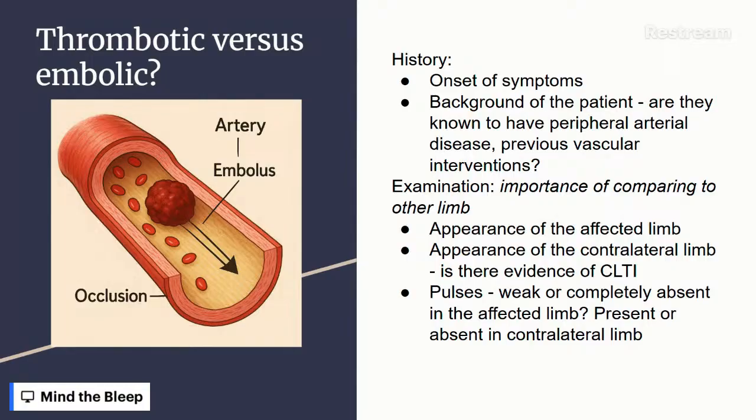So with an embolic acute limb ischemia, again, it's the onset of symptoms. If it was very sudden, it's the context of the patient. If you've got normal pulses on one side and completely abnormal pulses on the other side, then there probably isn't underlying atherosclerotic disease, and this is more likely to be embolic.